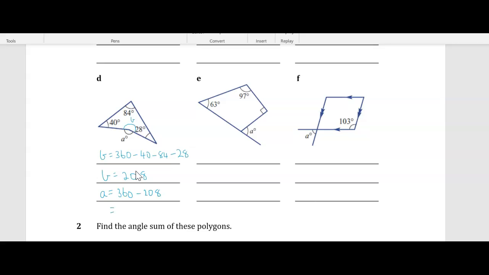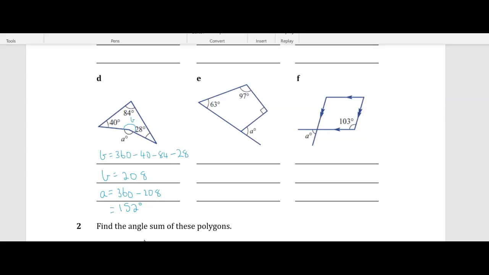Another way that you could have done this is A is equal to the three angles inside as well. But visually, sometimes it's easier to work with what is easier. But A is also equal to 40 plus 84 plus 28. So just quickly do that on my calculator. So A is equal to 152.